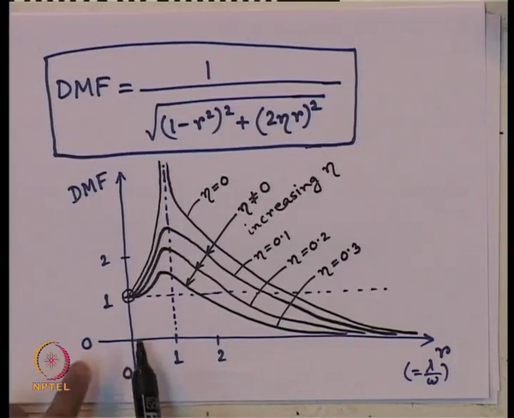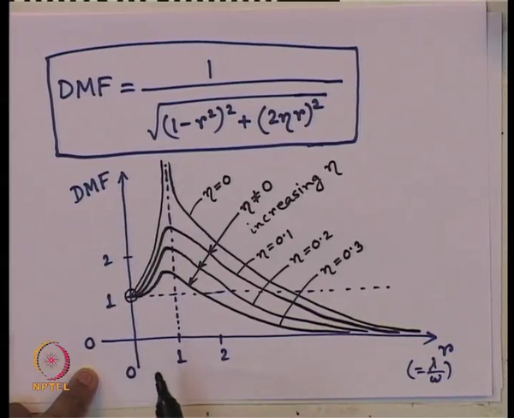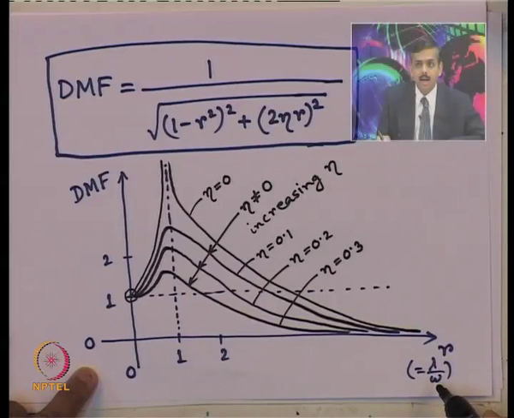Now, if you look at this variation properly, what we know is when r equals 1, it means your applied external frequency matches with the natural frequency of the system.